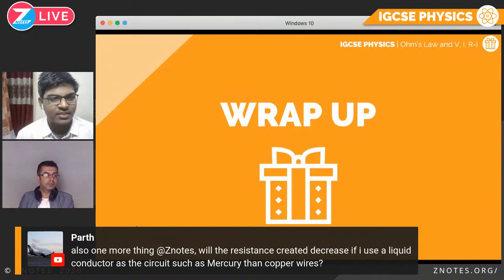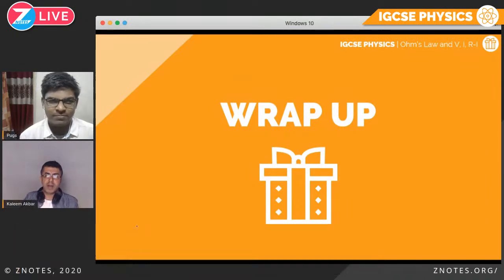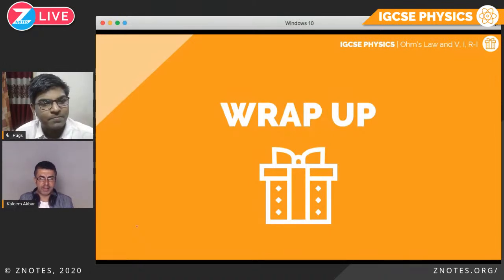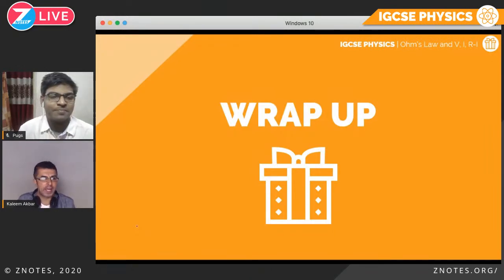Will the resistance created decrease if I use a liquid conductor as the circuit, such as mercury, rather than copper wires? Now, Parth, I would have to check that off the top of my head, but I'm pretty confident that copper is a better conductor than mercury, but I'd have to check that. Can a liquid be a better conductor? Well, yes, if it had a lower resistance, then yes, it would be more beneficial. But to rattle that off the top of my head, I wouldn't like to commit, although I'm pretty confident we use copper for a reason. Actually, I believe gold is a better conductor, but then that would be very, very expensive. And a lot of very unhappy people who like gold in the planet when it's all used in your wires. But theoretically, there's no issue. There's no reason as to why it could not work.